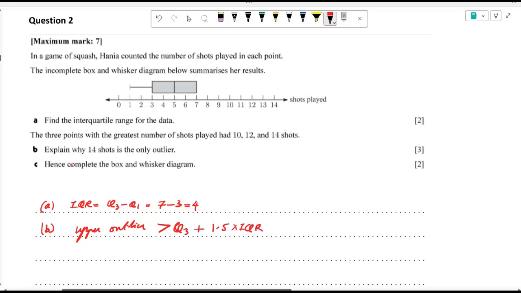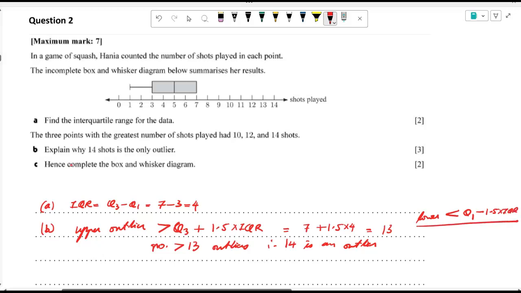So it'd be 7 plus 1.5 into 4. 1.5 into 4 is 6. 6 plus 7 is 13. So any number greater than 13 is an upper outlier. Correct? Therefore 14 is greater than 13, therefore 14 is an outlier. Acha, what would the lower outlier be? Same thing, any number less than Q1 minus 1.5 into IQR. You remember this now? Yeah. Okay, so please remember that.